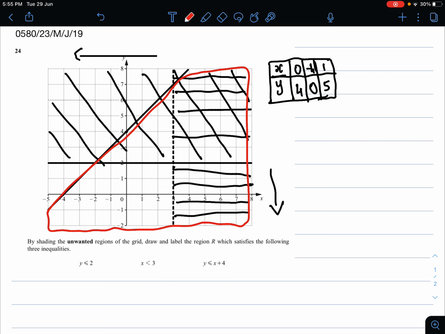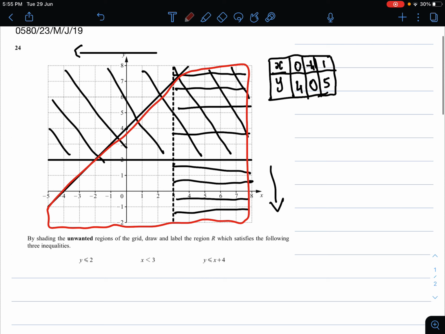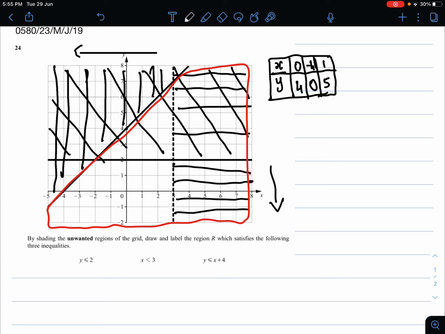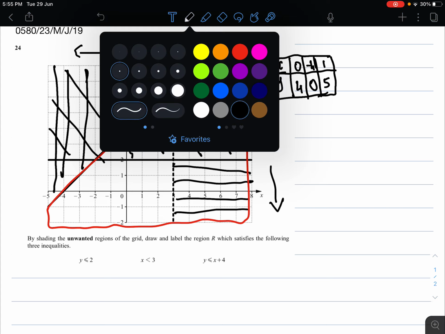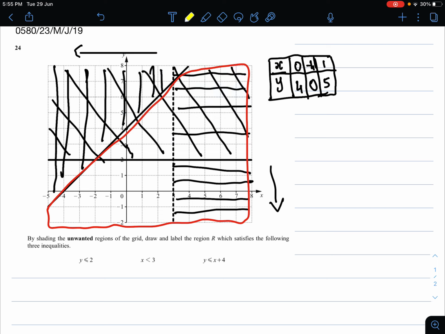So let's go ahead and shade that as well. Since we want this, we'll shade the unwanted part, that is the left side of the region. Therefore the only part that is not shaded is this region. I'll mark it in yellow. That is this part, and I'll mark it as R as well.